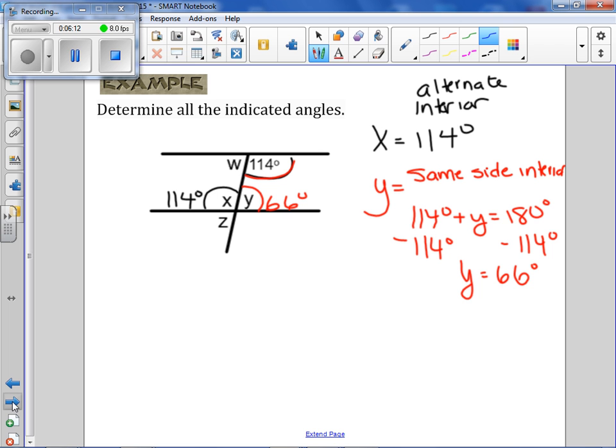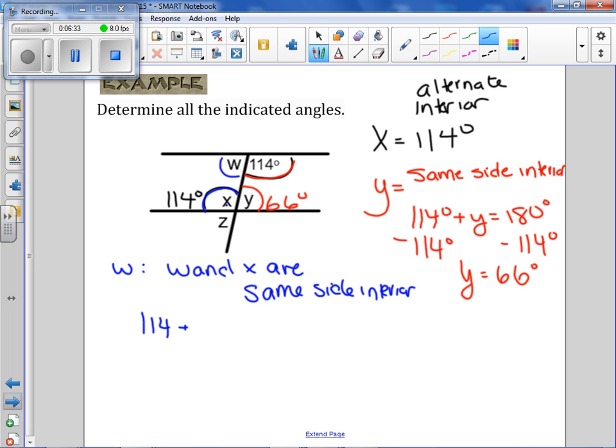Now I'm going to work through W. Now if I look at W and X, those two are same side interior. So W and X are same side interior. That means that the 114 plus W has to equal 180. And we just did this math on the other side. This is not the only way to find them all. This is one way.